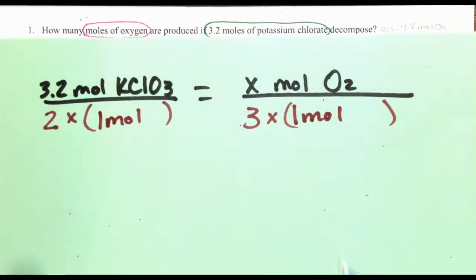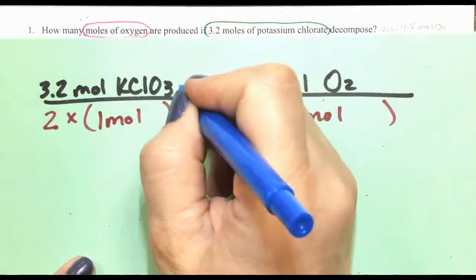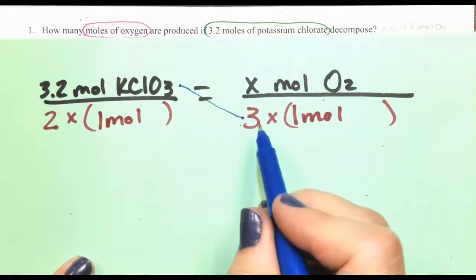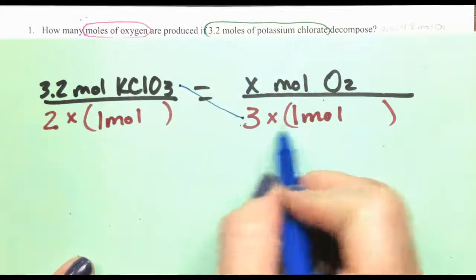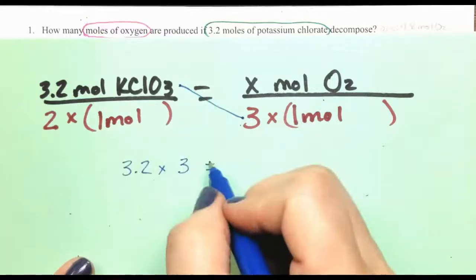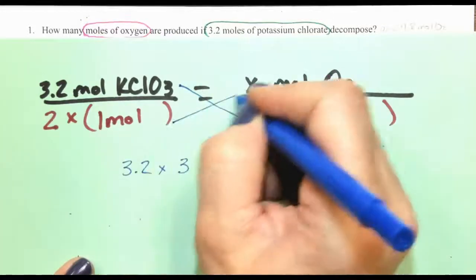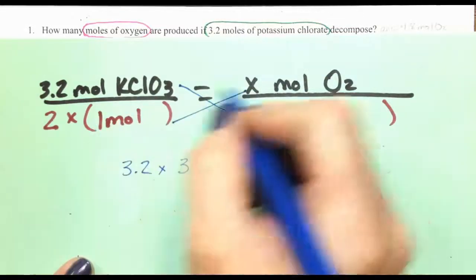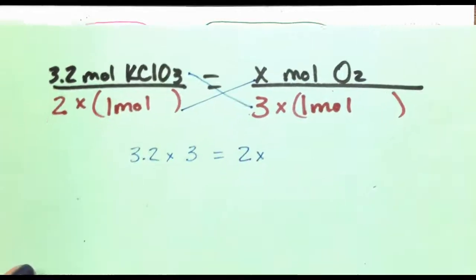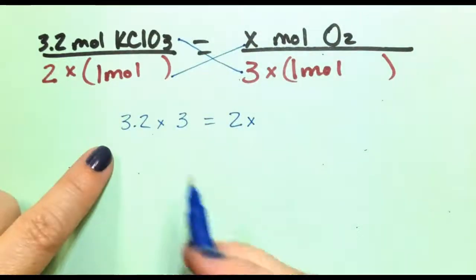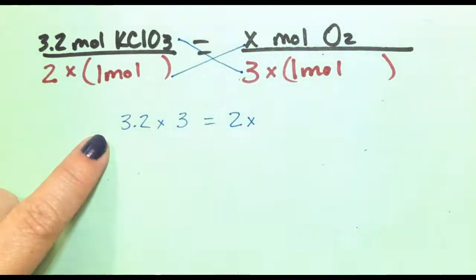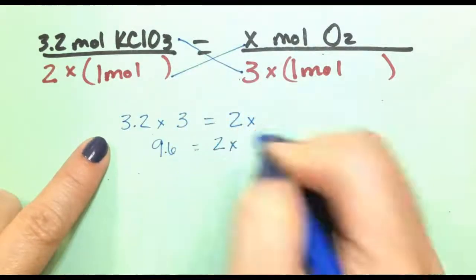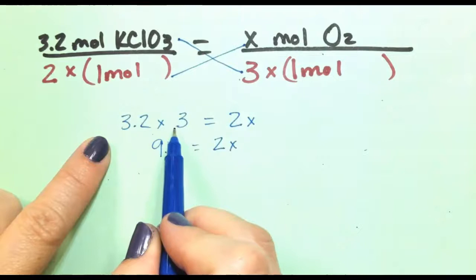So to cross multiply, first we're going to have this times this. That's 3.2 times 3 times 1, which is 3. And then equals, and now we'll do this times this. 2 times 1 is 2. And then 2 times x is 2x. And so now we can solve this proportion. 3 times 3.2 is 9.6 equals 2x. So we just simplified these by multiplying them.